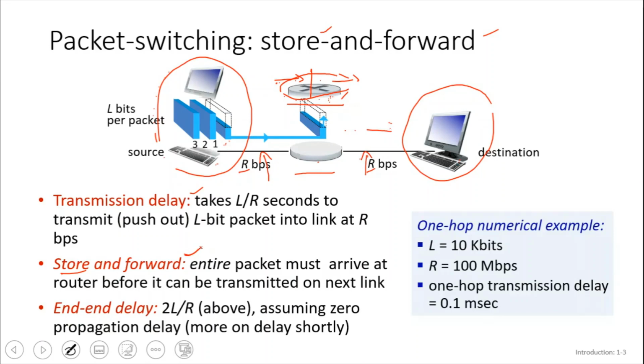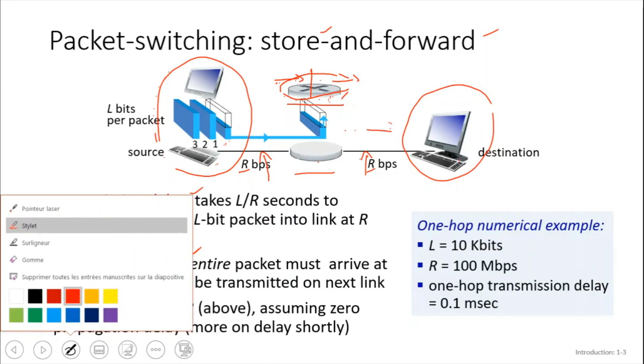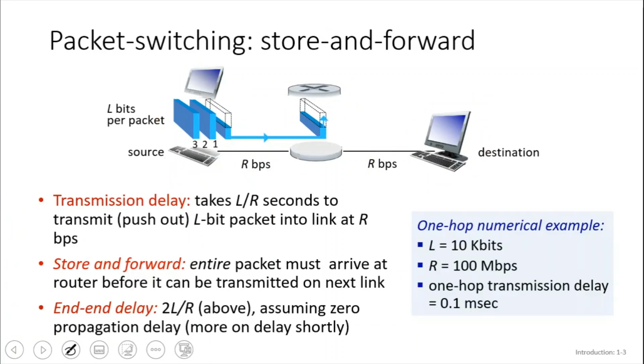And then for the end-to-end delay, we have 2L divided by R. Let me explain this one. Let's assume, like we said, that we have a transmission rate of R on each link, although in real life it's not always like that. And the size of each packet is L bits. So the transmission delay between the source and the first switch, or the next network component, is basically L divided by R.